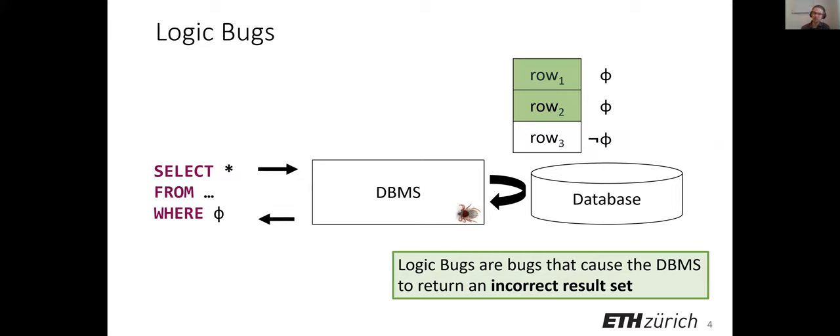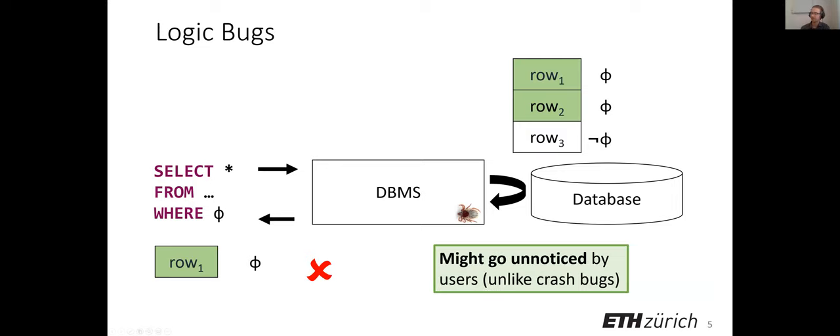Logic bugs, we define them as those bugs where the database management system returns or fetches an incorrect result set. This could mean that only one rather than the two rows are fetched, that maybe a row is mistakenly fetched, so row three here, or that the contents of the data that is fetched is incorrect. We believe that finding logic bugs is rather difficult and challenging, because first of all, they often go unnoticed by both users of the system and also by developers. Because, for example, unlike crash bugs, where the process exits with an error, it's unclear when a logic bug is triggered.